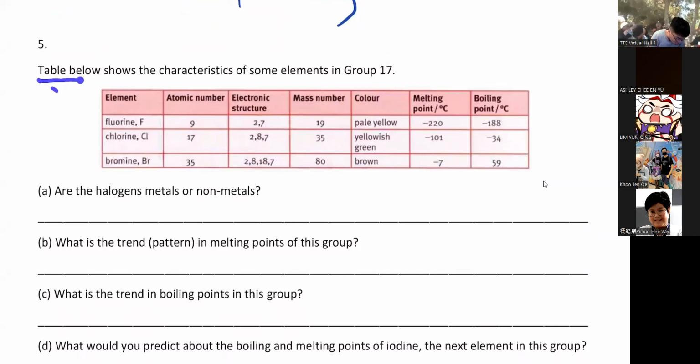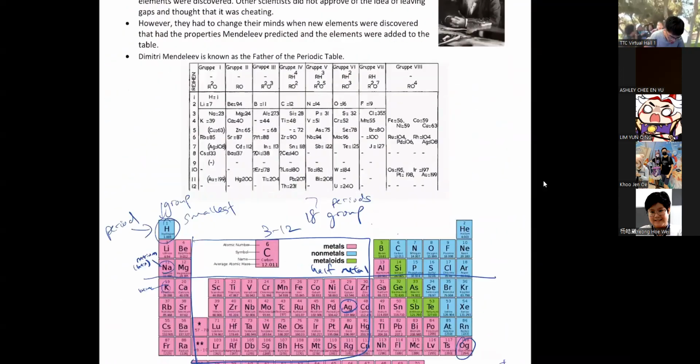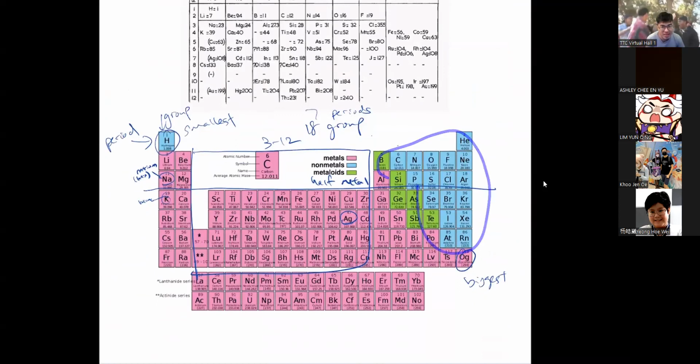Number 5. The table below shows the characteristics of some elements in group 17. This is what we have seen just now. Our group 17s are also called halogens. So, are the halogens metals or non-metals? Of course they are non-metals. How do I know? Because they are on the right side of the periodic table. You have learned this in year 8. Anything on the right side is non-metal. The blue is non-metal. These are all metals. Metal is on the left, non-metal is on the right. Always. So halogen, which is group 17, is a non-metal.